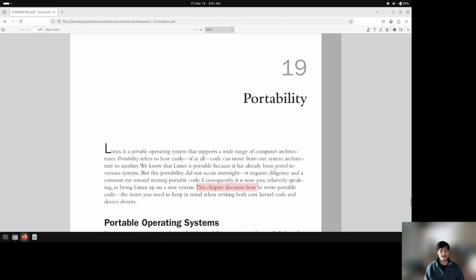This chapter discusses how to write portable code, the issues you need to keep in mind when writing both core kernel code and device drivers.